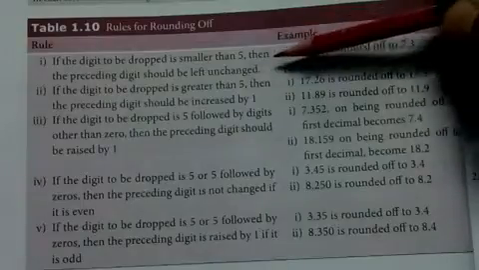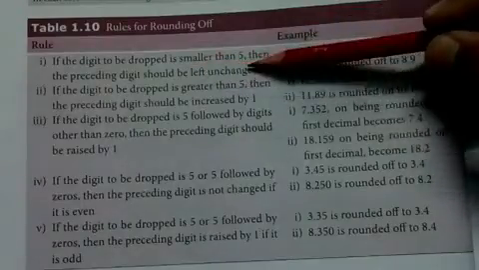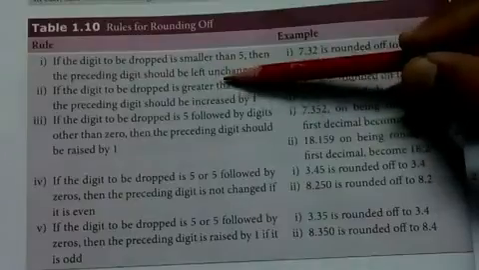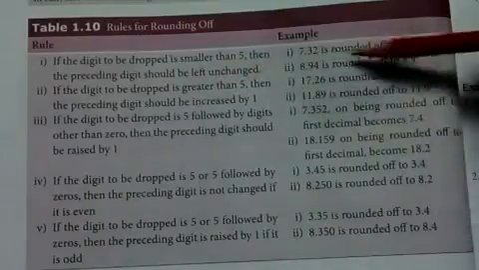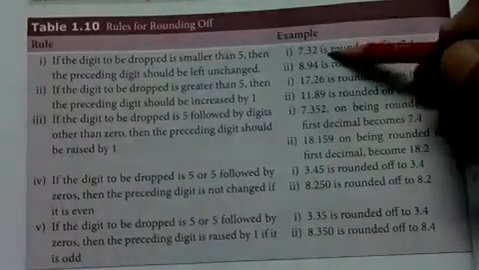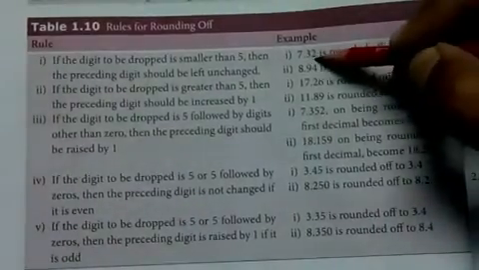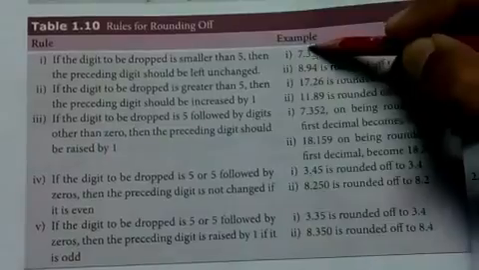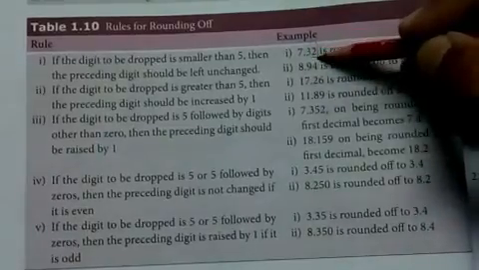Let us study the rules for rounding off. If the digit to be dropped is smaller than 5, then the preceding digit should be left unchanged. That's the first one. See this number here, 7.32 is rounded off to 7.3. That means the digit you must drop is this 2 here. This number is less than 5, so leave it as it is.